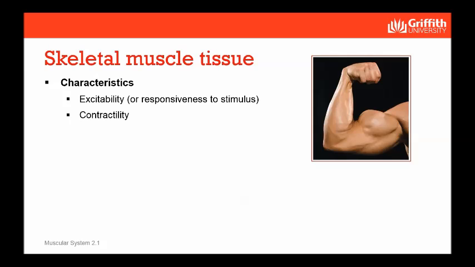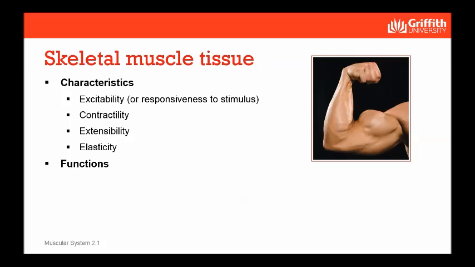Contractility is the ability of a muscle to shorten forcibly, which is different from all other tissue types. Extensibility is the muscle's ability to extend or stretch. The elasticity of a muscle cell relates to its ability to recoil and resume its resting length after being stretched.